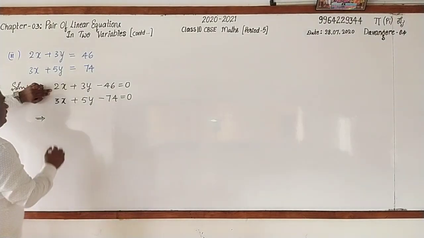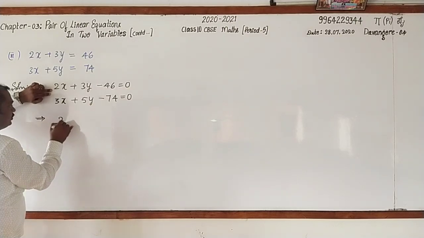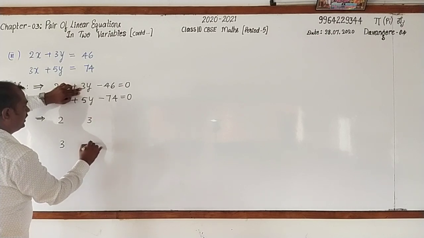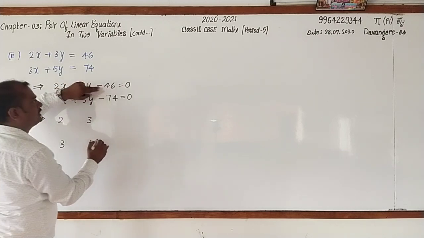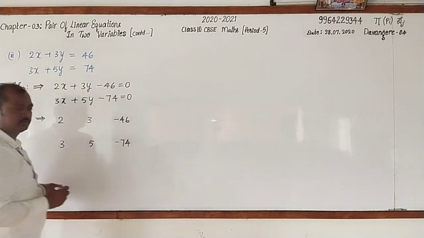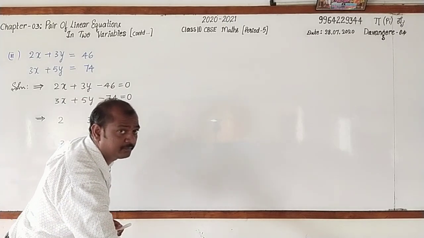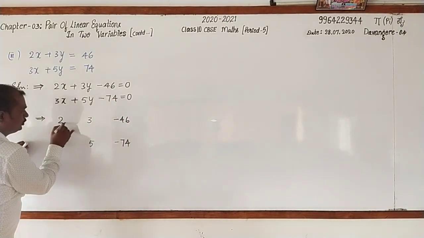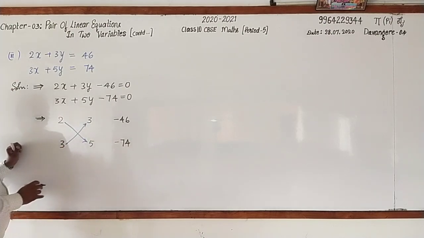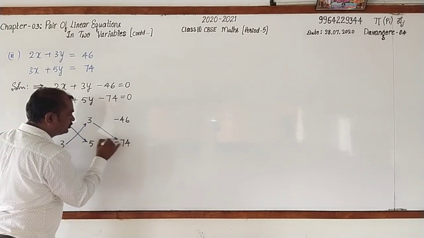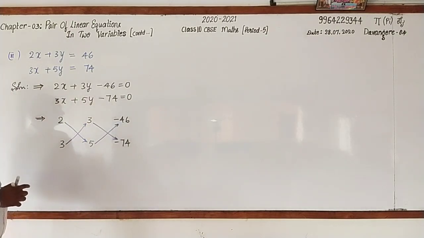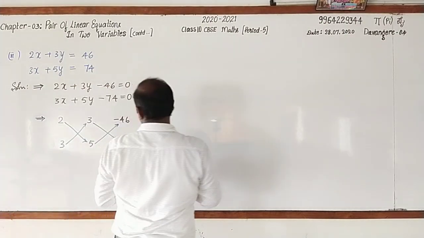Please write with me. Coefficients of x: 2 and 3. Of y: 3 and 5. Then constants: minus 46 and minus 74. What about the next step? Cross multiplying. 2 to 5. Then 3 to 3. Next, 3 to minus 74. 5 to minus 46. Then after this, the third step.